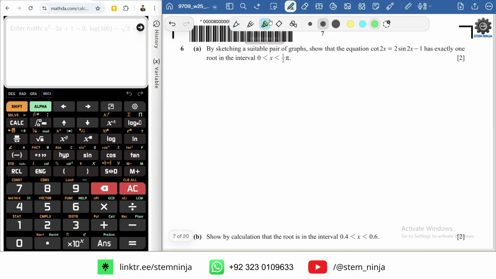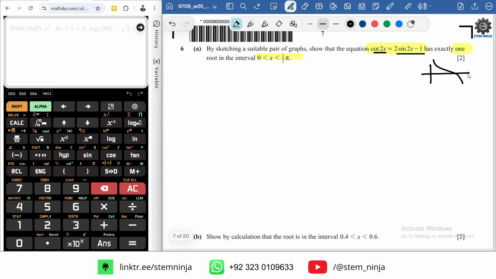Alright, so let's look at question number 6. By sketching a suitable pair of graphs, show that the equation cot 2x is equal to 2 sine 2x minus 1 has exactly one root in the interval 0 to pi by 2. The suitable pair of graphs that we need to make, one is cot 2x and the other is 2 sine 2x.